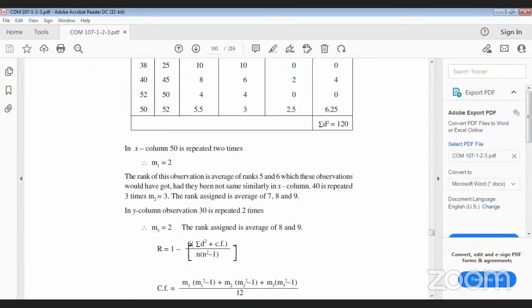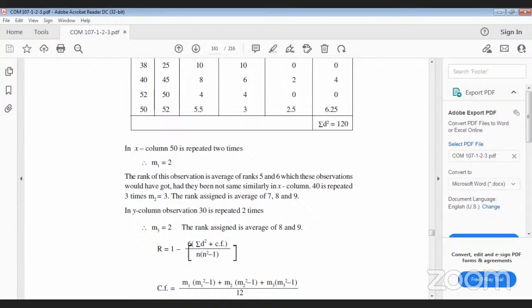Here the formula is used: R is equal to 1 minus 6 into bracket summation D square plus correction factor CF, bracket complete, upon N into bracket N square minus 1, again bracket complete.